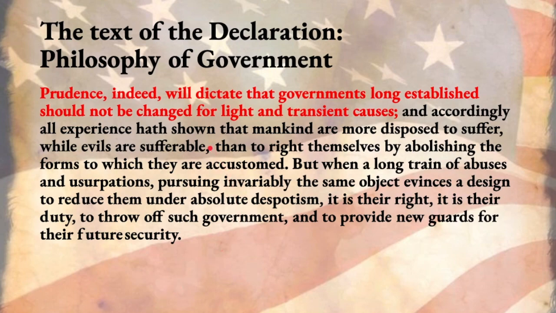He goes on to say, prudence indeed will dictate that governments long established should not be changed for light and transient causes. Think about prudence, right? That's reasonable. We're not going to be impulsive, we're going to be patient, we're going to think things through, we're prudent. That means we're not just going to change things because of one little thing. We would have done that with the Stamp Act if we weren't prudent. We would have done it with the Townshend Act or the Boston Massacre. So he's saying, look, prudence says that we're not going to change things for light and transient causes, meaning little things.